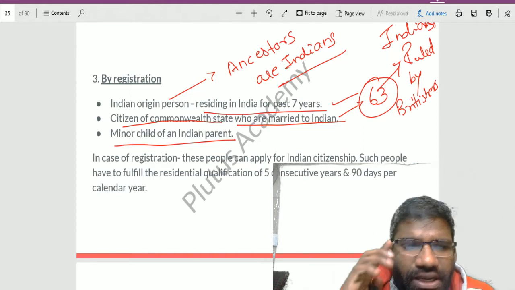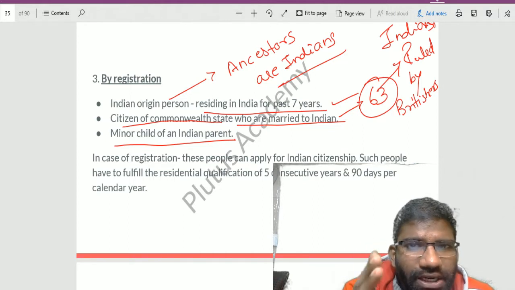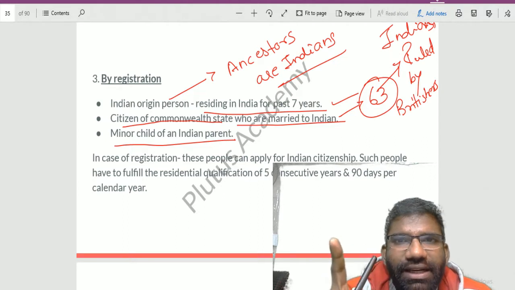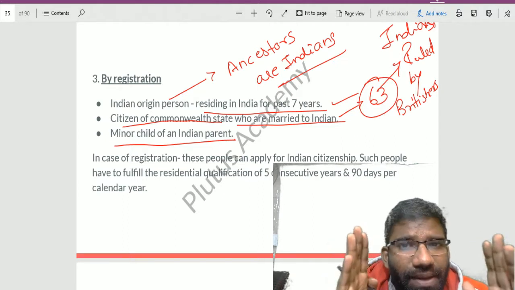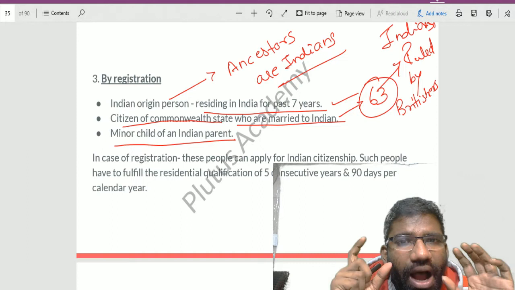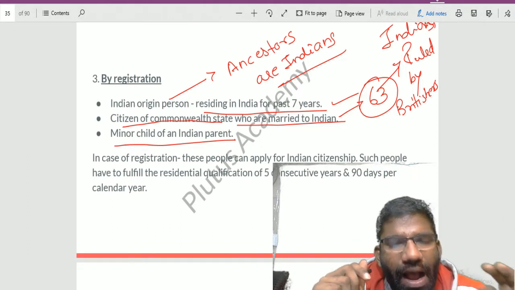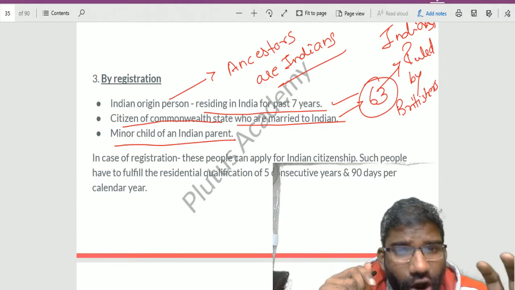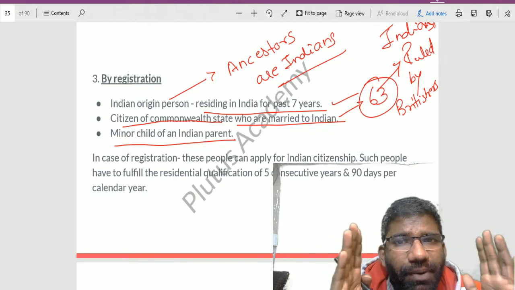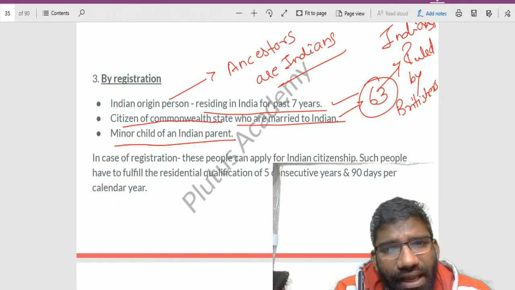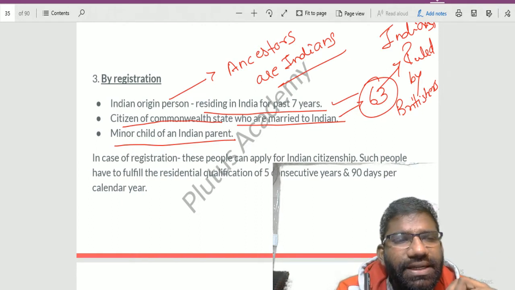By registration, if the person is of Indian origin and he has been residing in India for past 7 years, then he can get the Indian citizenship. That means the ancestors should be Indians. Citizens of Commonwealth state, if a person of a Commonwealth country, those who were under British Kingdom, is marrying an Indian citizen, then the person has right to get Indian citizenship.